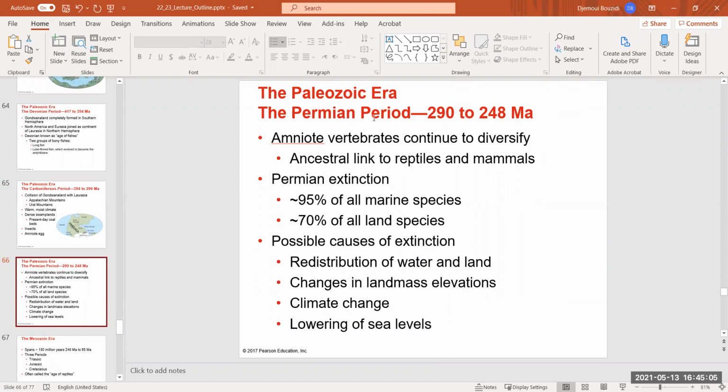In the Paleozoic era, we're still in the Permian period, which is 290 million to 248 million years ago. In this case, vertebrates continue to diversify, with ancestral links to mammals and reptiles. This is also a Permian extinction. So again, we talked about the surge of extinctions. 95% of all marine species basically went extinct, and 70% of land species went extinct.